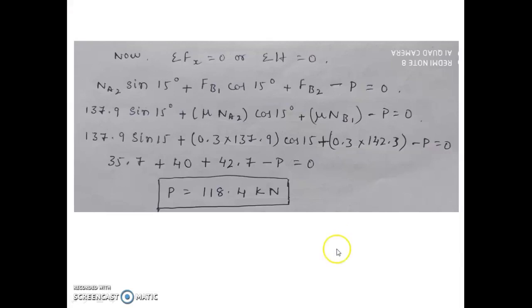This Nb1 I found by applying summation Fy is equal to 0, or sigma V is equal to 0. Now I will apply summation of horizontal forces is equal to 0, that is the x direction. Then the equation becomes like this: Na2 sin 15. You resolve here, it will become sin and acting towards the right side, hence it is positive.